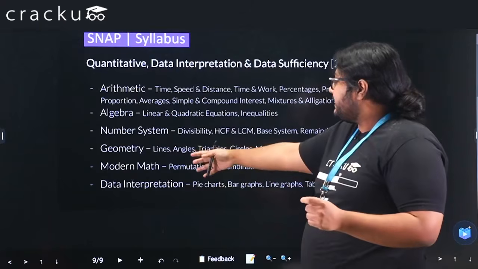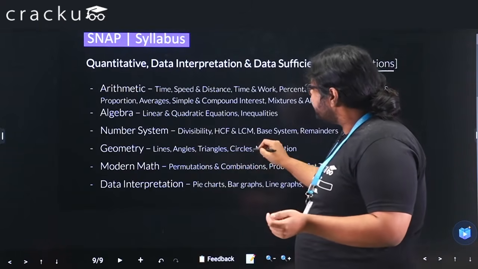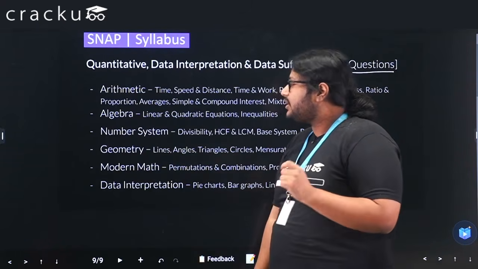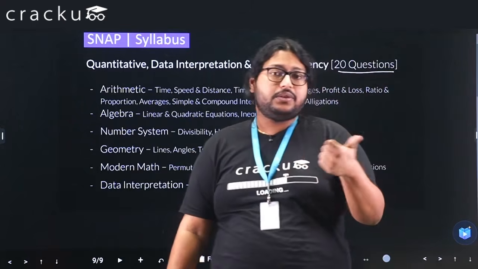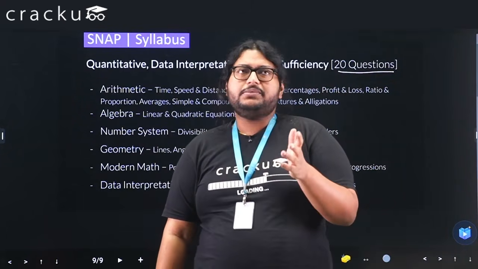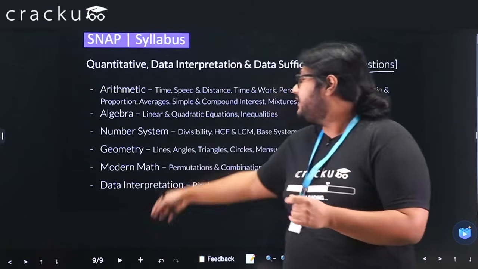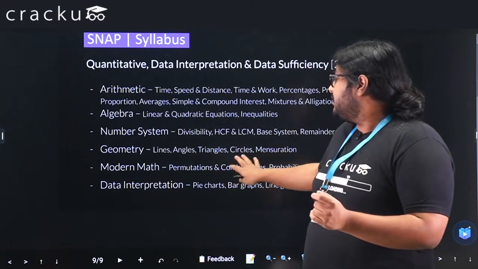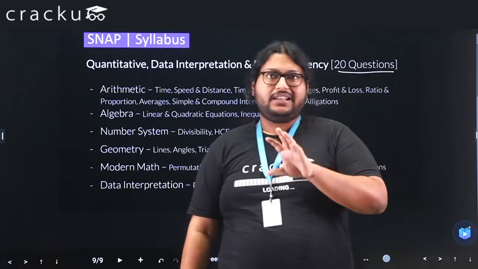Geometry has lines, angles, triangles, circles, and mensuration. Again, pretty boilerplate. There's not a lot of coordinate geometry here, which is a good thing. And there's not a lot of trigonometry as well. So coordinate geometry is not there. We have lines and angles, we have triangles, and mensuration. Mensuration is areas and volumes.